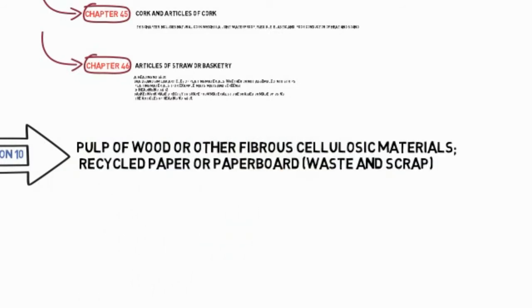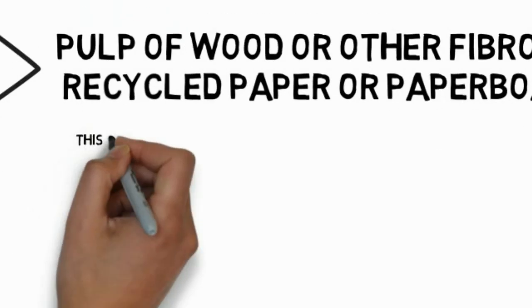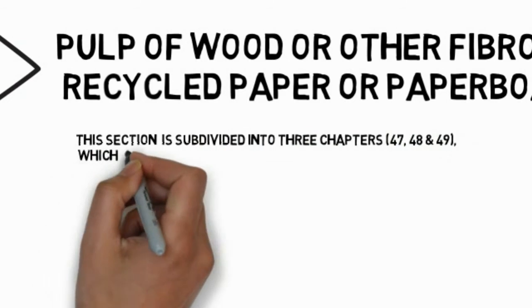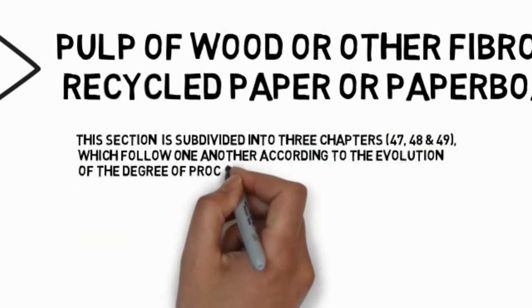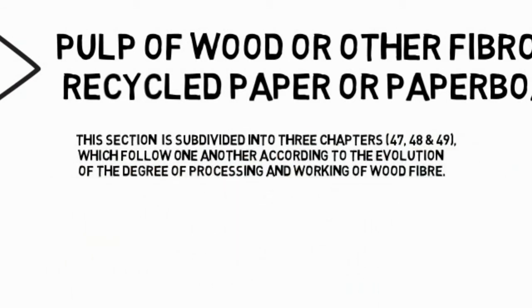Section 10: Pulp of wood or other fibrous cellulosic materials, recycled paper or paperboard waste and scrap paper and its applications. This section is subdivided into three chapters, numbers 47, 48 and 49, which follow one another according to the evolution of the degree of processing and working of wood fiber. As its wording indicates, this Section 10 of the system is reserved for wood pulp or other cellulosic fibrous materials, paper or cardboard for recycling.